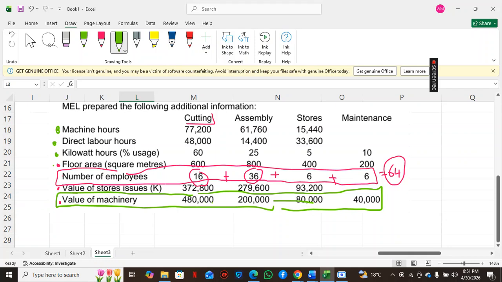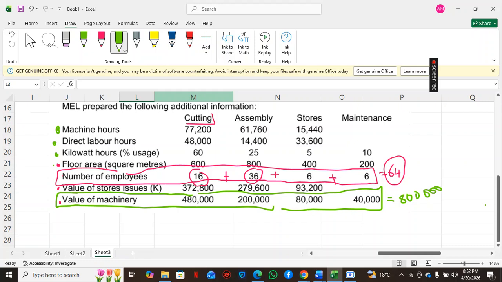So we get the total: 480,000 plus 200,000 plus 80,000 plus 40,000. What's the number again? 800,000 flat.